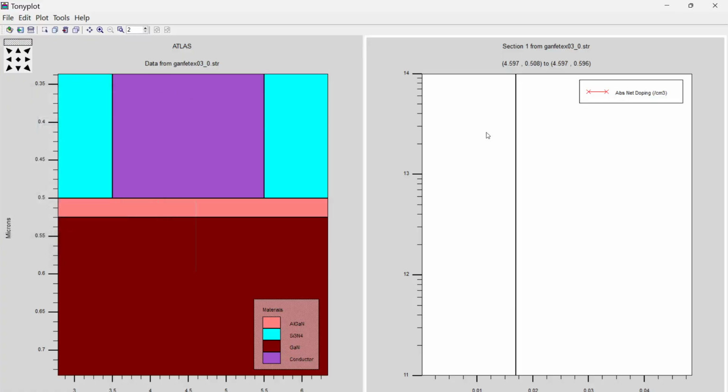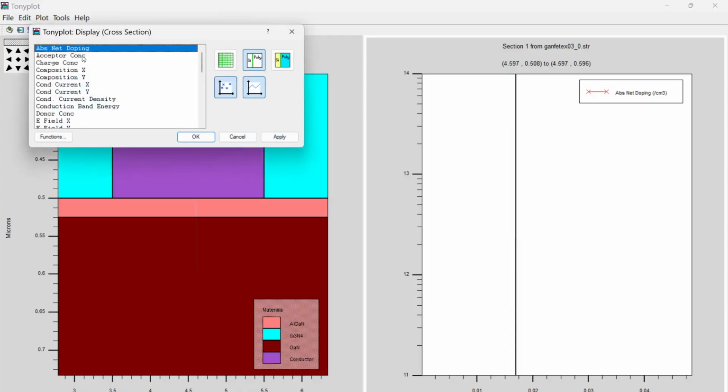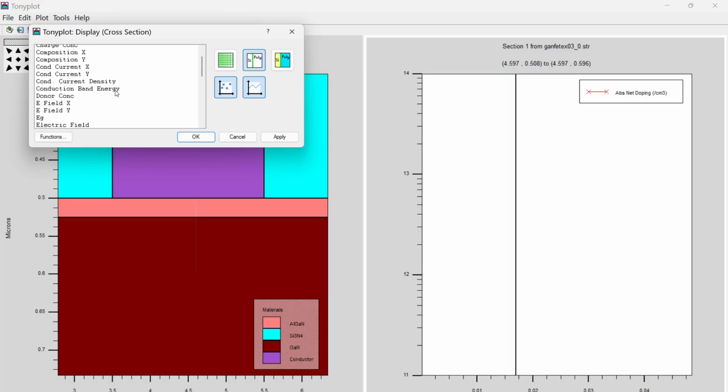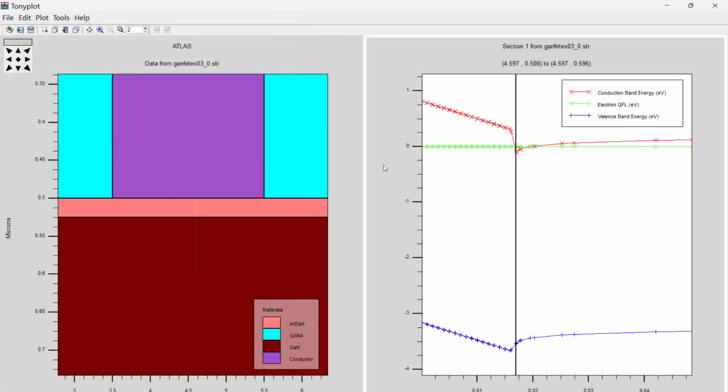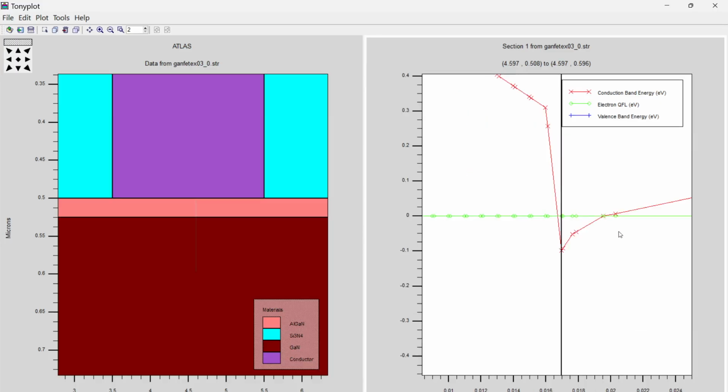Then go to this screen, select this screen, and you'll have to unselect this. We'll have to check conduction band energy, electron quantum Fermi level, and valence band energy. This is the energy band diagram of the heterojunction, and this is the two-dimensional electron gas.